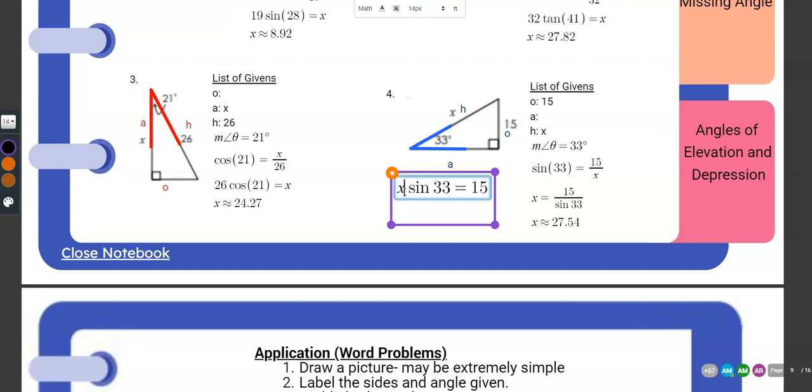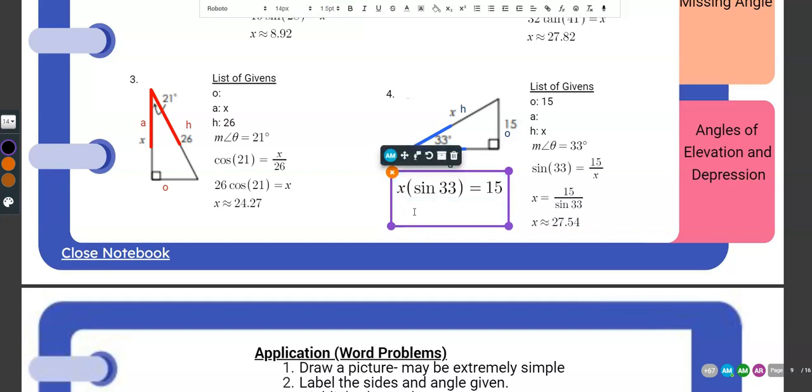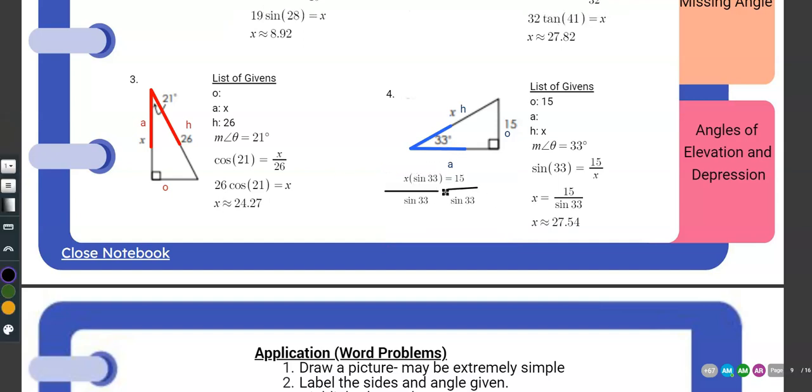And then, because sine of 33 is actually a number in and of itself, in order to get rid of it, move it back to the other side, we need to divide both sides by the sine of 33. So when I divide both sides by the sine of 33, this one cancels, and so I get x is equal to 15 over the sine of 33. If you skip from this step, the sine of 33 equals 15 over x, straight to x equals 15 over the sine of 33, that is acceptable.